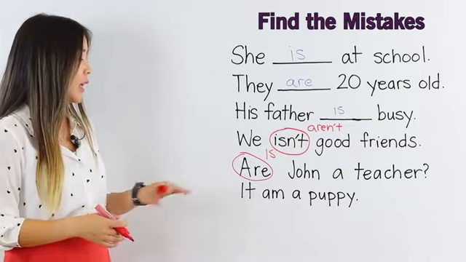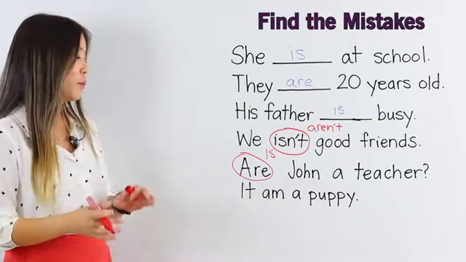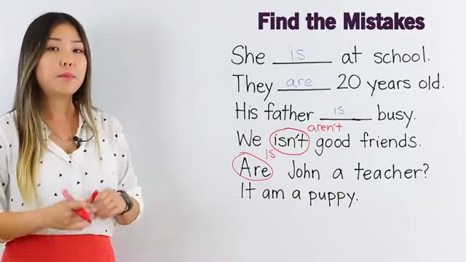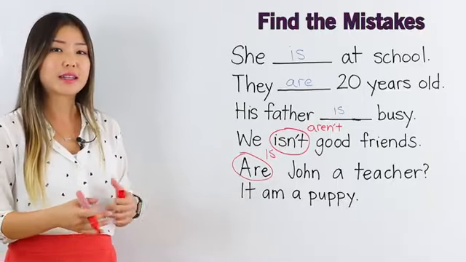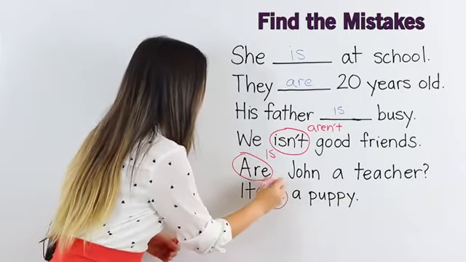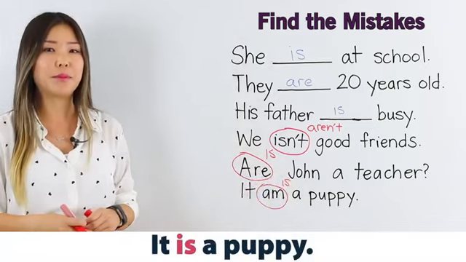And finally, it am a puppy. This one is a big mistake. The subject here is it. What be verb do we use for it? The correct answer is is. So we don't say it am a puppy, we say it is a puppy.